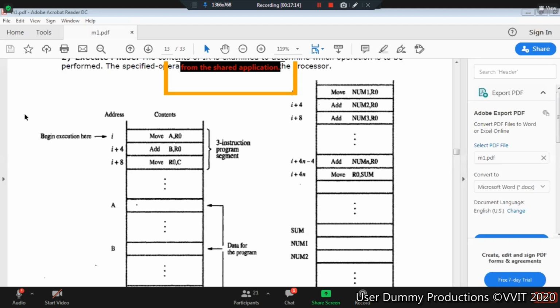Okay. Then it goes to I plus 4. That is, it adds the contents of memory location B with R0. Suppose A is having 5 and B is having 10, what will happen? 10 plus 5 will be added. Correct or not? Yes, ma'am. Next it will go to the next instruction, I plus 8. PC will be automatically incremented by 4 at the end of each execution. You need not worry about that.